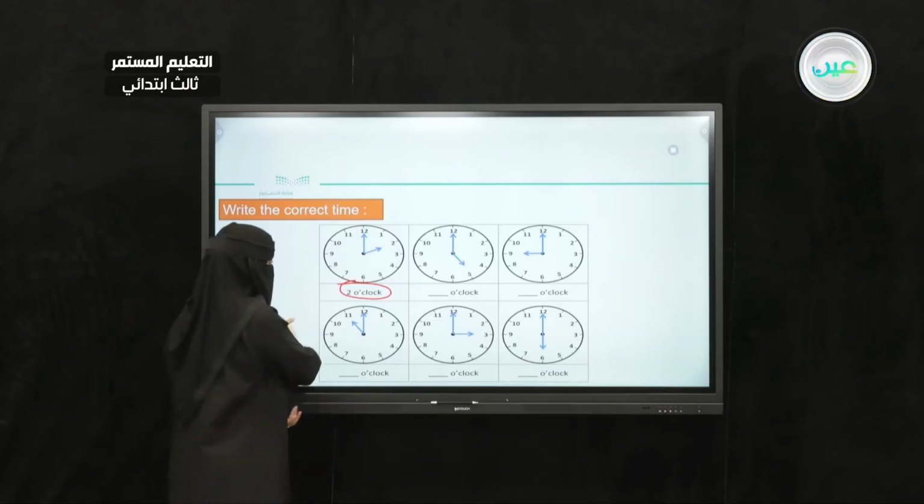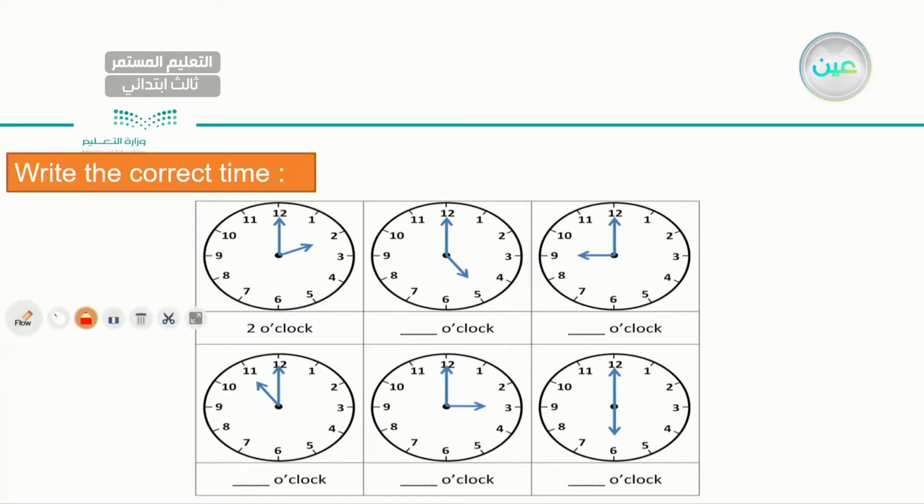What time is it? It is 5 o'clock. Very good. So the second one in the upper middle, it is 5 o'clock. Okay? Next one, what time is it? It is 9 o'clock. Very good. Excellent. Next, what time is it? 11 o'clock. Very good.